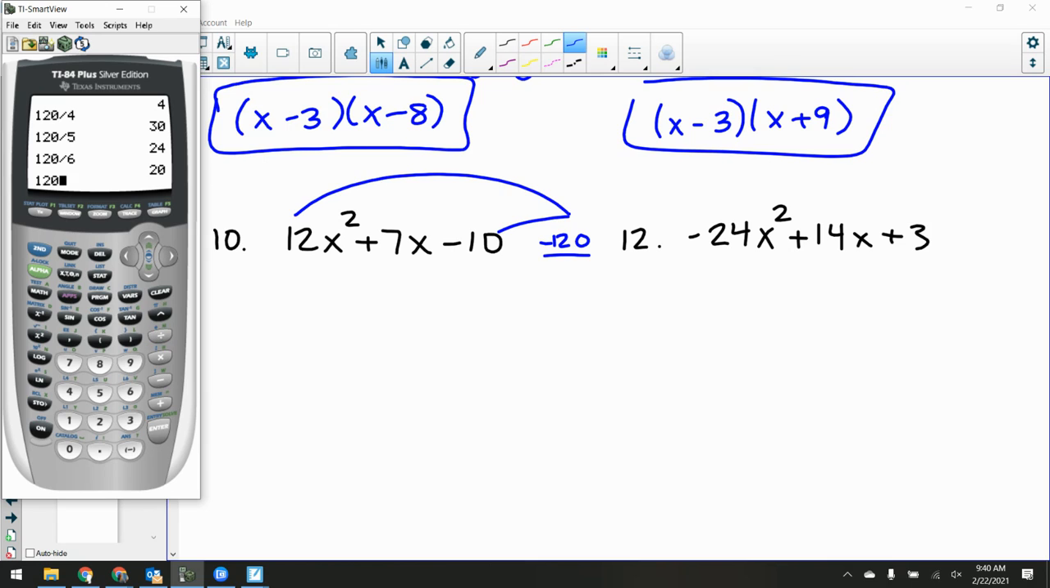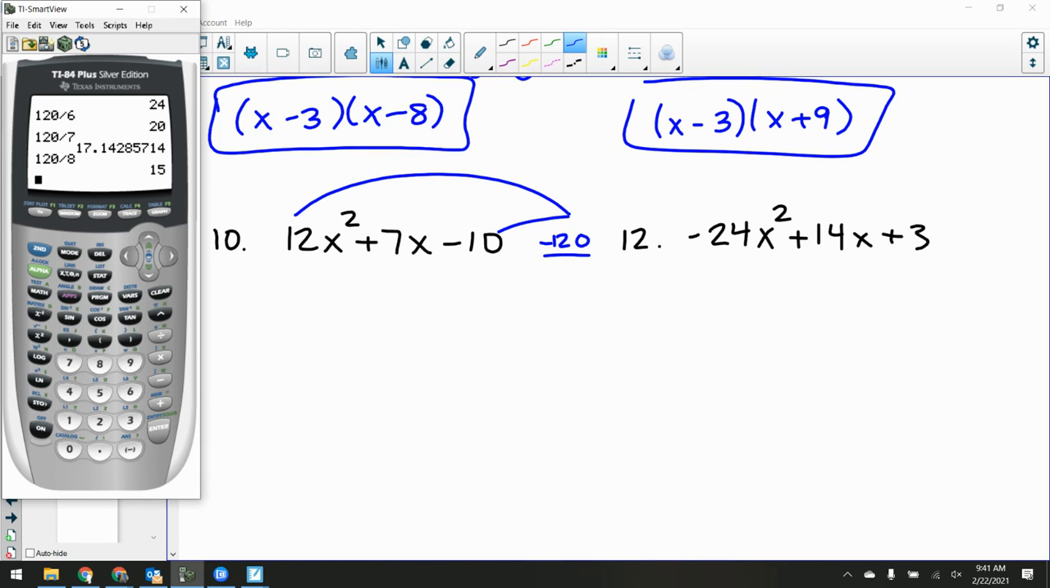Maybe 7? No, that doesn't divide evenly. Maybe 8. Oh, and there we go. The difference is 7, right? So I know one of them's going to be negative, one's got to be positive. So negative 8, positive 15.